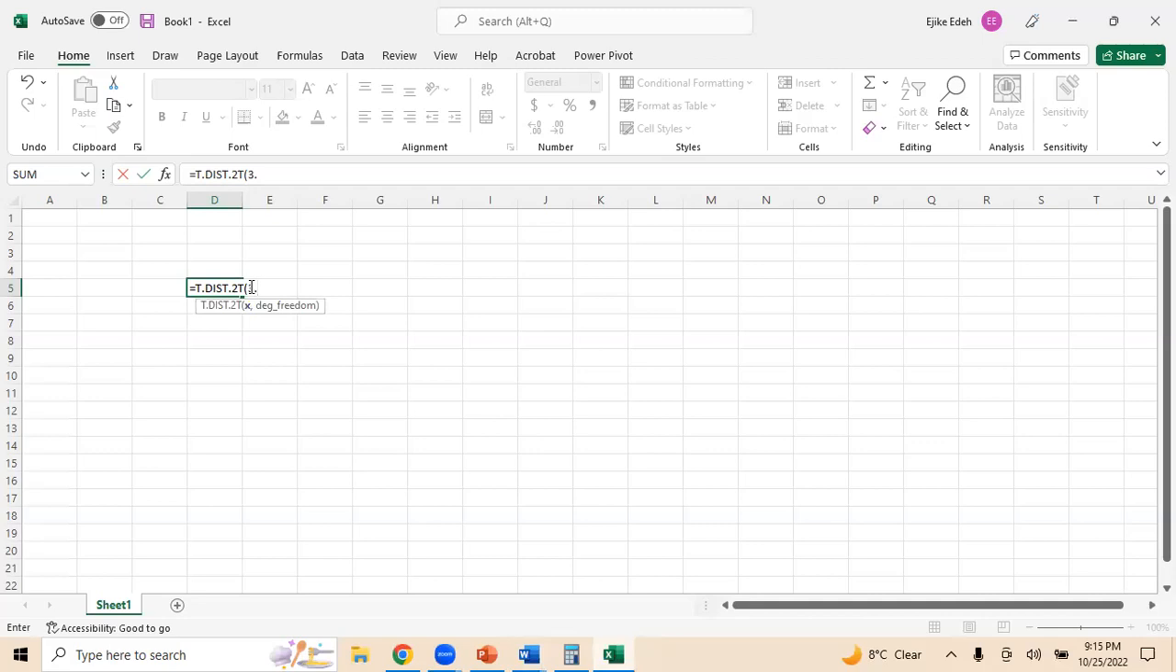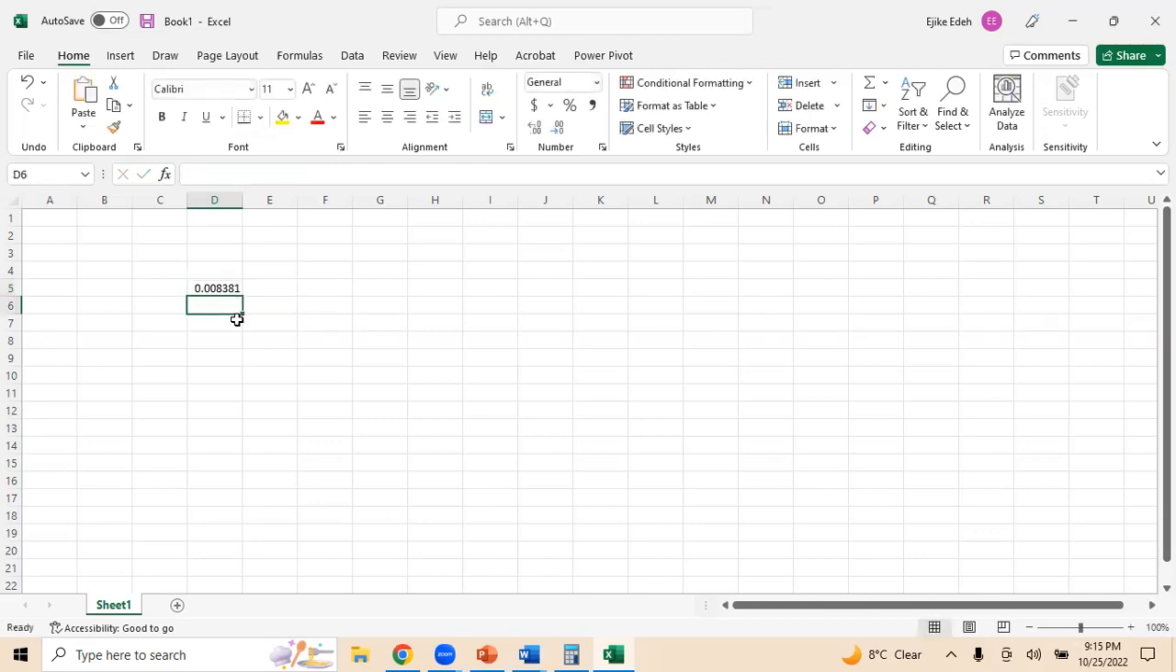Let's start that all over again. Let me do that from the beginning so it will be clear to you. It is equal to T.DIST, and I'm using two tail. So go ahead and enter 3.3606, comma, the degree of freedom. We have 10, so you're subtracting 1 from that and you're getting 9 here. Close your parenthesis and press enter.